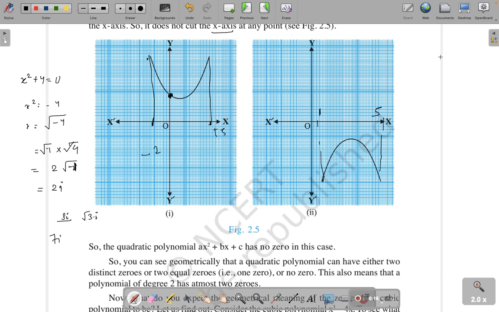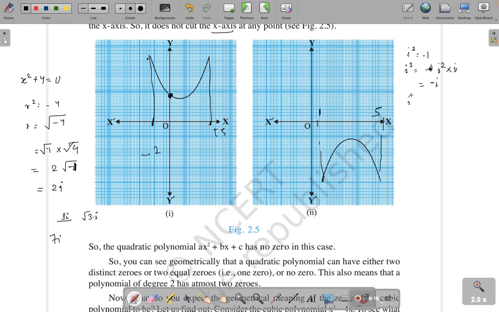Okay. Can you tell me what is the value of i square? Minus 1. Yeah, i square is minus 1. What is the value of i cube? Root over minus 1. Yeah, so you can write minus i. Right, because it is i square times i, this is i cube. i square is minus 1, so minus i.